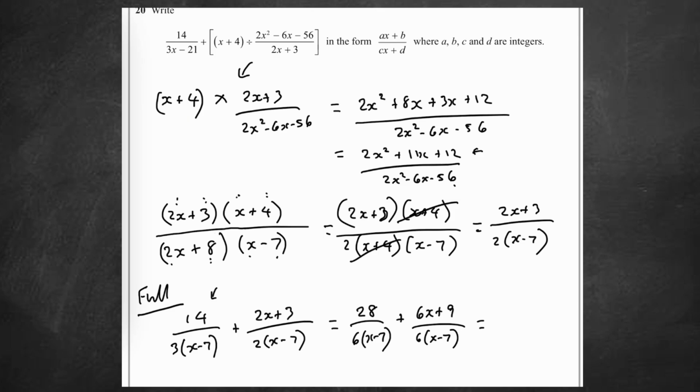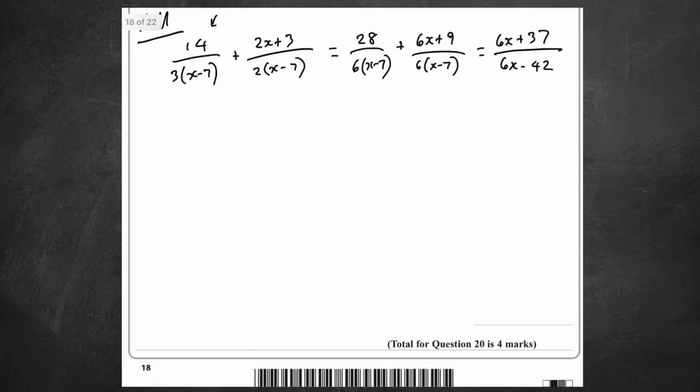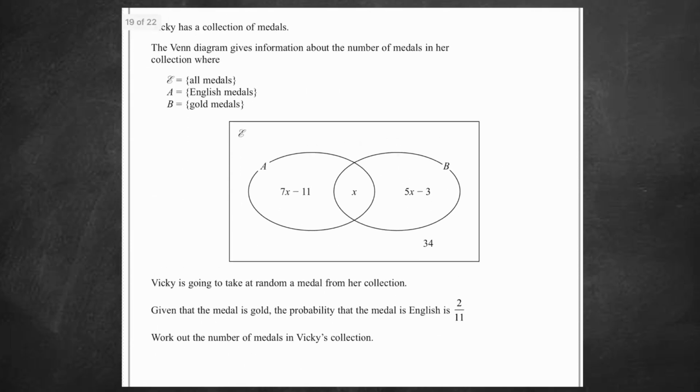We'll rearrange this to be 6x plus 37 over, and we'll expand out the brackets, 6x minus 42. And that is our answer in the format that they are asking for it. Just rewrite it down here: 6x plus 37 over 6x minus 42. And this moves us on to our final question.